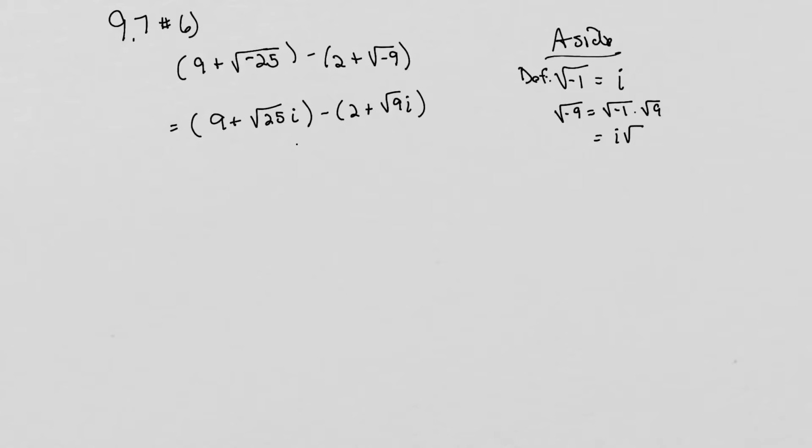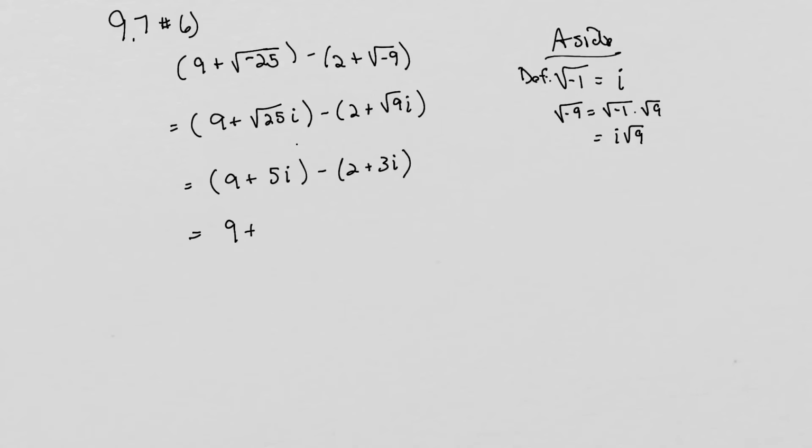You can put the i in the front or to the right, just so it does not look like the i is under the square root symbol. And then just continue your problem as usual. So the square root of 25, that's 5, because 5 times 5 is 25. And the square root of 9 is 3, because 3 times 3 is 9.